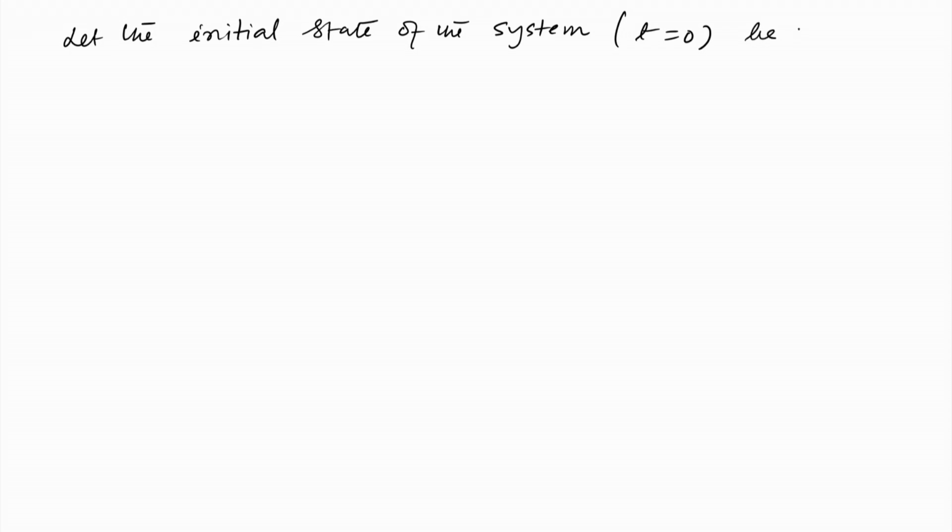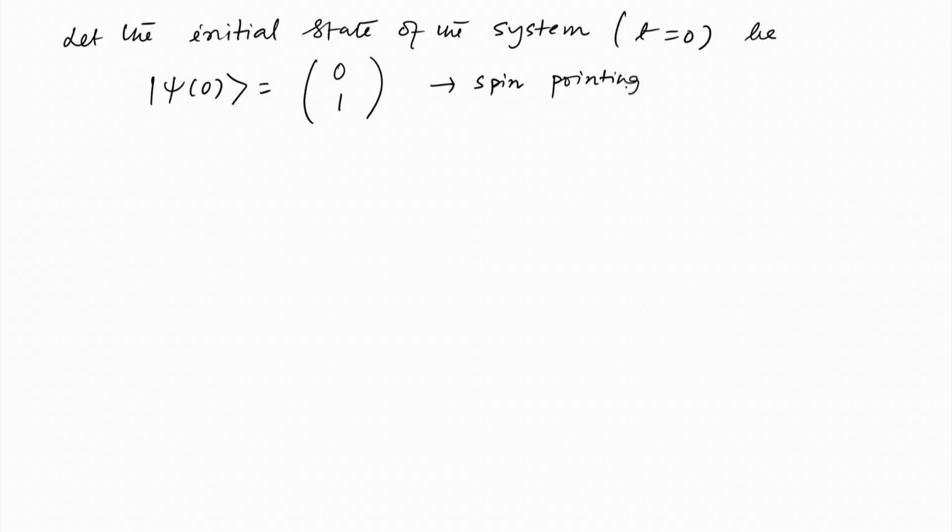Now, let us take a particular case in order to evolve the system. So, let the initial state of the system, so by initial we mean t equal to 0, be psi 0, that is at t equal to 0, be this 0 1 spinor, which means that this corresponds to the spin pointing in the negative z direction, spin pointing down.